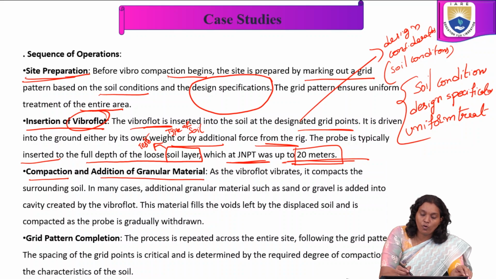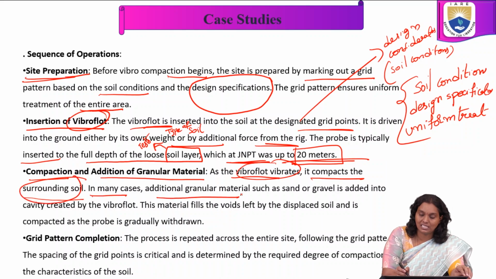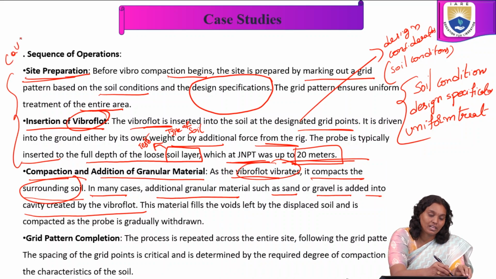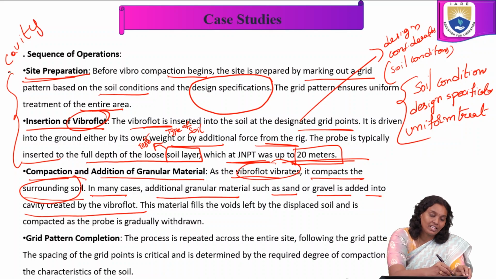As the vibro float vibrates, it compacts the surrounding soil. In many cases, additional granular material such as sand and gravel is added into the cavity created by the vibro float. Because of this insertion and the process, the cavity is formed.